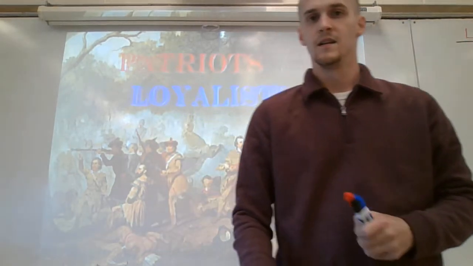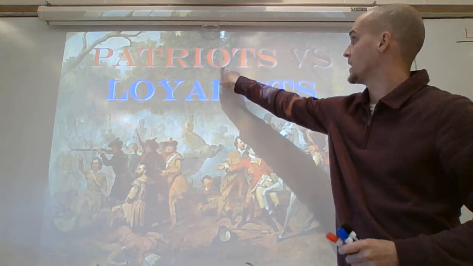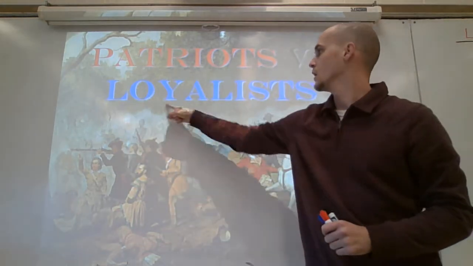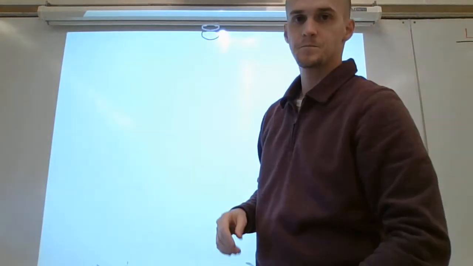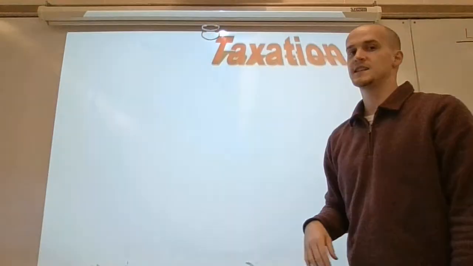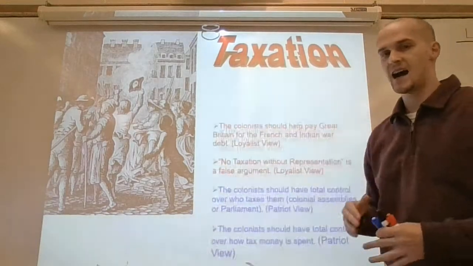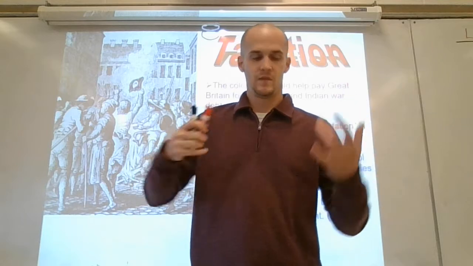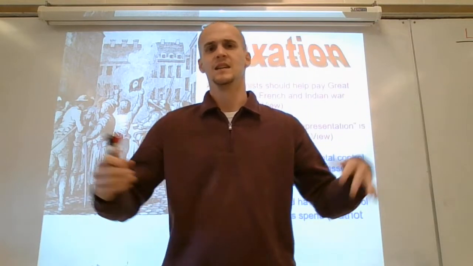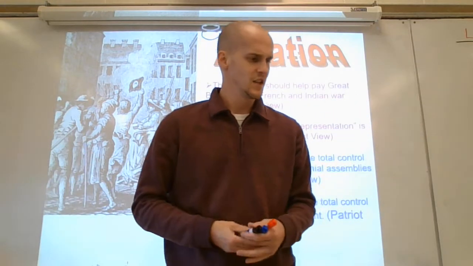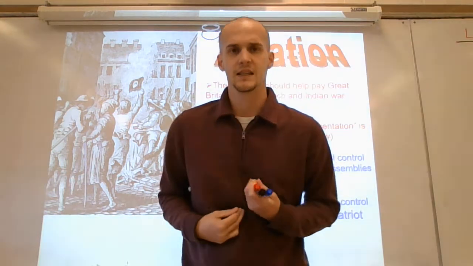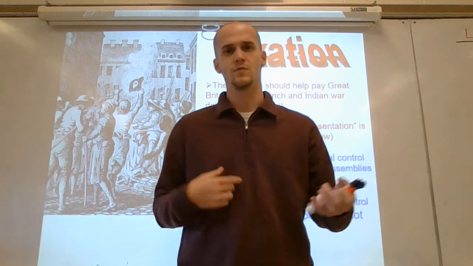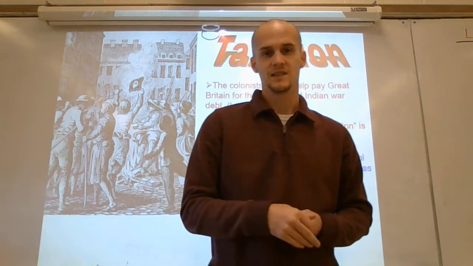All right, so this again is the Patriots, who were patriotic to the colonies, and the Loyalists, who were loyal to Great Britain. So the first issue is taxation. How should taxes be implemented? And we talked about the taxes, the Stamp Act, the Sugar Act, how the colonists just felt some type of way. They weren't represented in Congress. They shouldn't have to be taxed. Great Britain is like, no, we helped you win this war. You should have to be taxed, etc., etc.